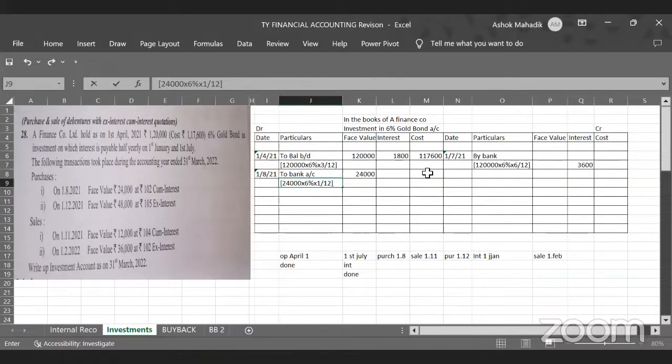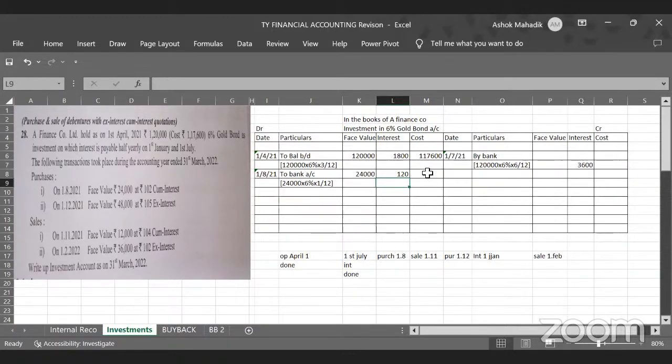So whenever cum interest is given, it means the price quoted is including interest. So we have to remove that interest from the price quoted. So always calculate interest first. I calculate 24,000 into 0.06 into 1 divided by 12. So it's 120 rupees. Understand?